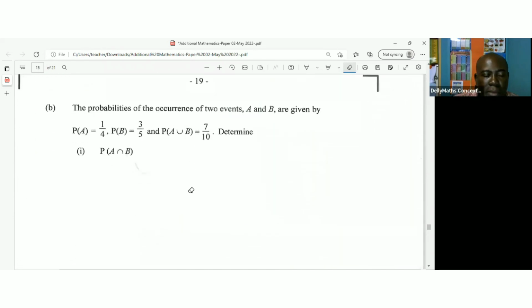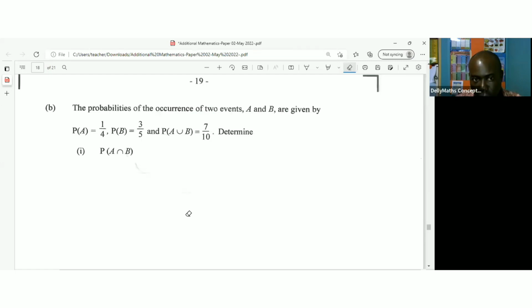All right, let's go. We're looking at another probability question, the B part. It says the probabilities of the occurrence of two events, A and B, are given by: the probability of A is 1/4, the probability of B is 3/5, and the probability of A union B is 7/10. Determine the probability of A intersect B.